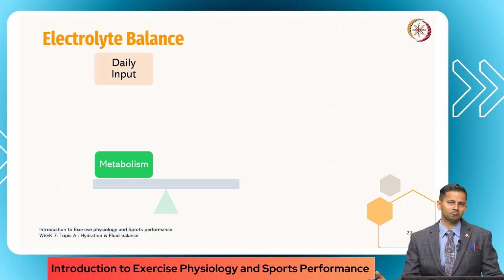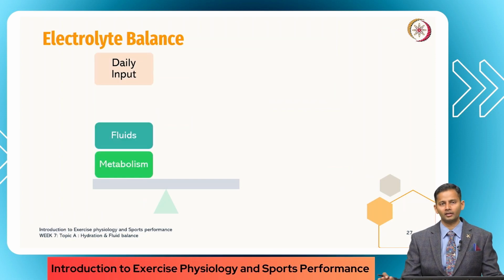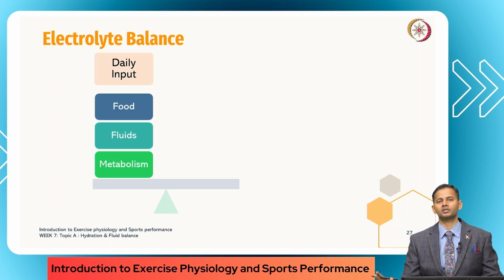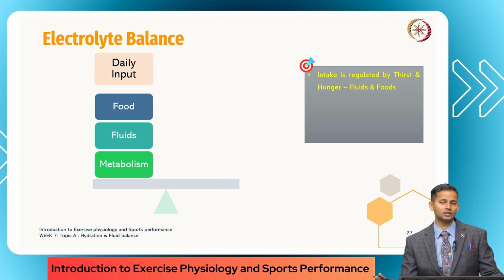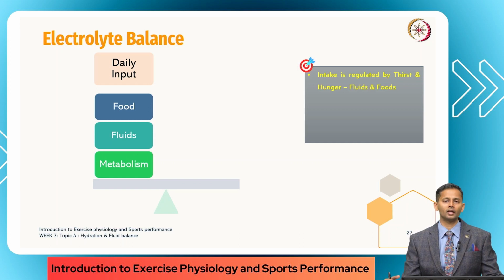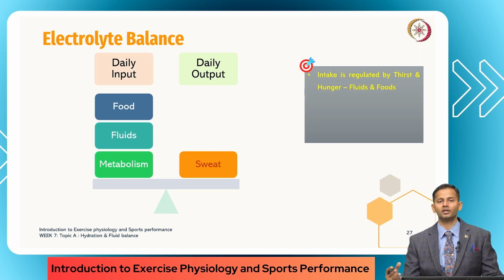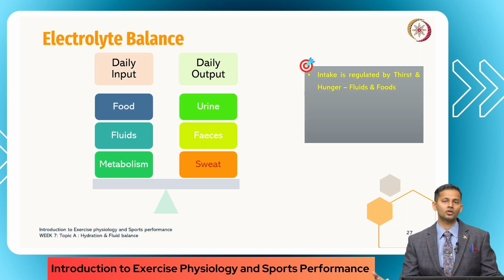So what is the balance? At rest we find equilibrium between intake and output. The daily input is contributed mainly by metabolism, the fluid you drink and the food you take. An important aspect is that fluid intake is regulated by the thirst mechanism and food intake is regulated by the hunger mechanism. The daily output is in terms of sweat. You lose some amount of electrolytes through sweat, feces as well as urine.